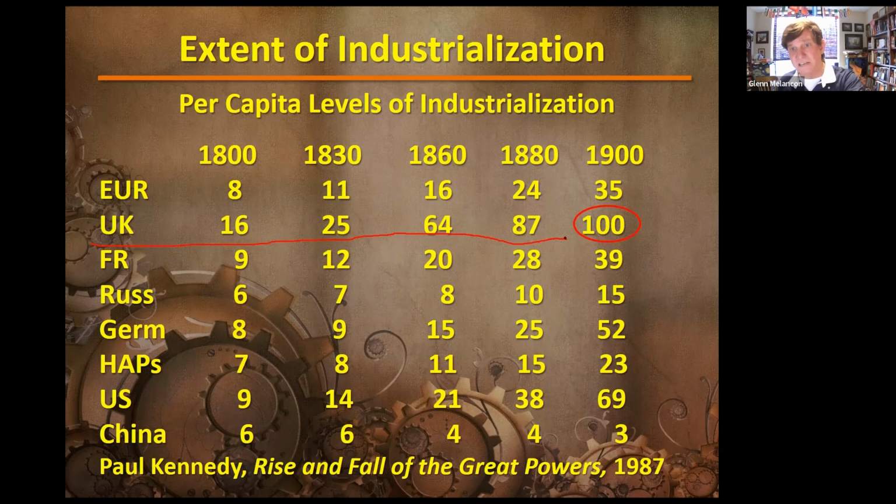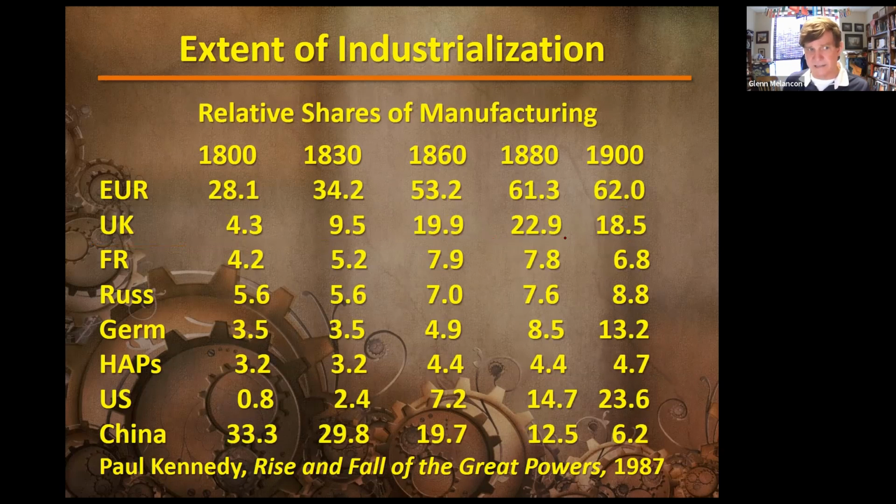Now, we know the rest of the story in the 20th century. They pay a price for that. The Russians pay a price, the Habsburgs pay a price, the Chinese pay a price. That industrialization is the way to military might, right? It's the way to the rise of being a great power in the 20th century. We can also then look at this from the perspective of relative shares of manufacturing.